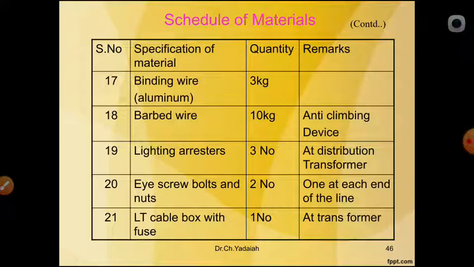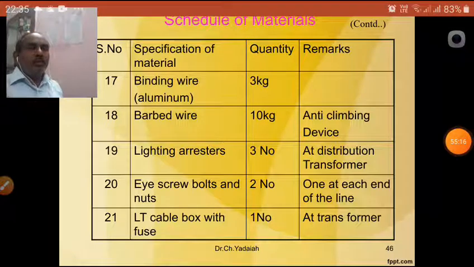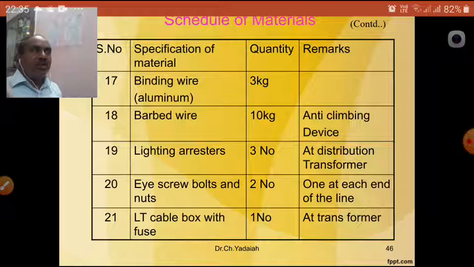So aluminum binding wire is required to bind the insulators to the poles. The binding wire is 3 kgs and barbed wire 10 kgs. Lightning arresters, 3 numbers, are required at distribution transformers, and high screw bolts and nuts 2 numbers, one at each end of the line.